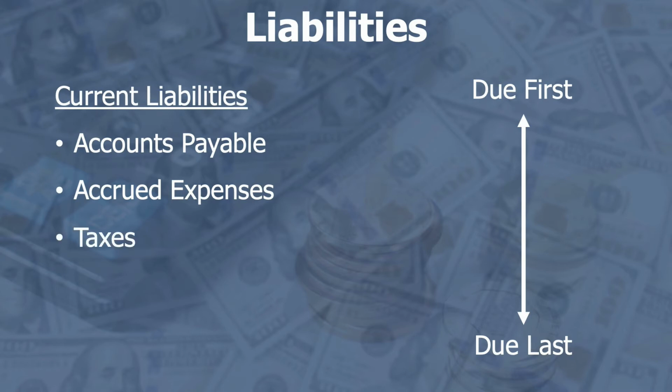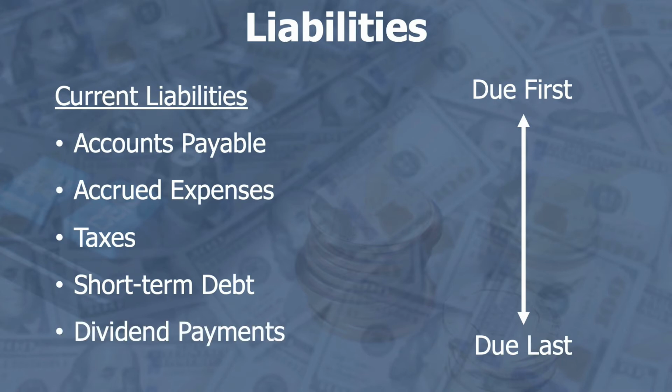Then we go on to taxes. So this might be any income taxes owed, payroll taxes or other government taxes, and also short-term debt will be in here. So that's any debt or loan payments where they're due or the interest is due on those within the next 12 months, and also dividend payments to the investors as well.